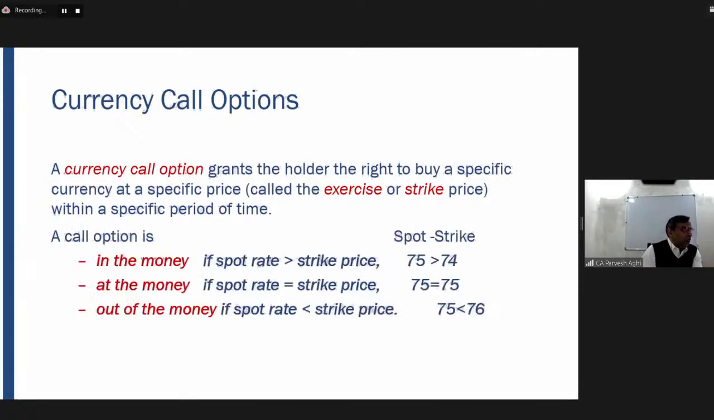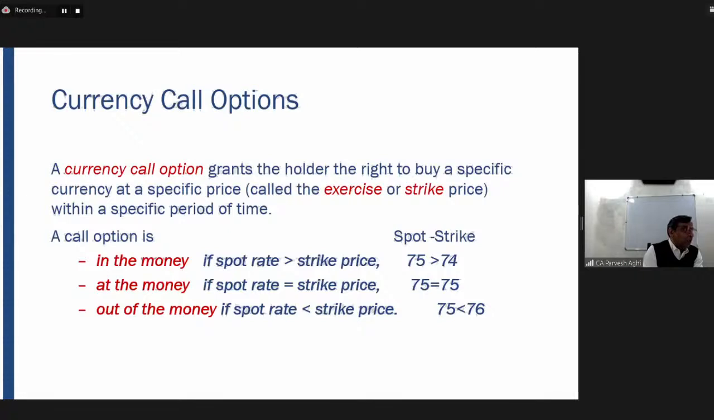Now, the call option can be in the money, at the money, or out of the money. Okay. If the spot price is greater than the strike price, then we say it is in the money. Okay. Because if the spot price is 75 and you have chosen 74, you have already started making money. If it goes to 76, you make a 2 rupees profit. So you just want a 1 rupee movement and you make a 2 rupees gain. So it is in the money. Similarly, at the money is when you choose a strike price of 75.